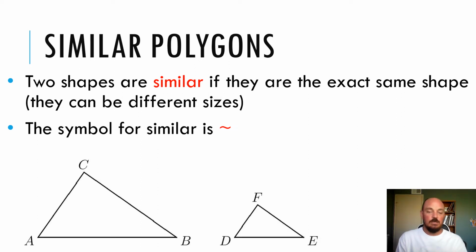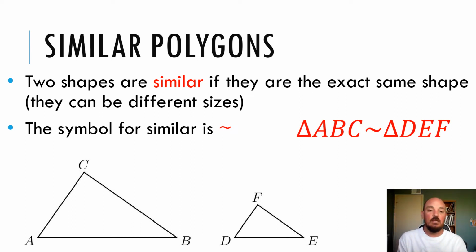So let's say, for example, that these two triangles are similar. Let's say we measured them out and they are exactly the same thing, but the one on the right is a little bit smaller. Then we could say triangle ABC, that's the one on the left, is similar to triangle DEF. And that's what we call a similarity statement, just like earlier in the year we did congruent statements and had a congruent symbol instead of similar.